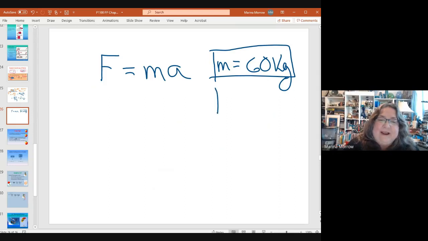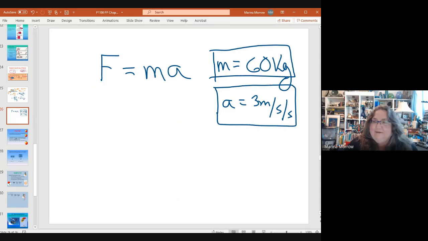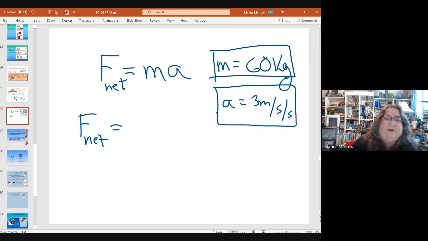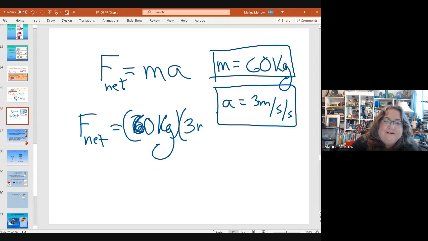And we're going to give it an acceleration of 3 meters per second squared. So we're going to push on it, and that's the acceleration that we desire. So how much force are we going to have to use? It's pretty easy. The net force, and this should always really be net, that I need to use is a force of 60 times 3. Let's put the 60 in first: 60 kilograms times 3 meters per second squared, and that's going to equal 180 newtons of force.